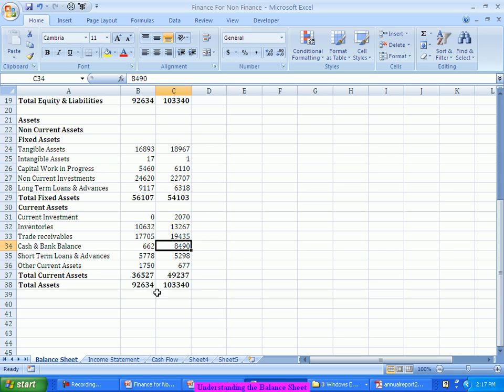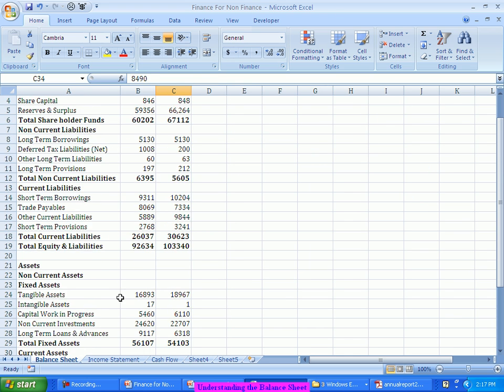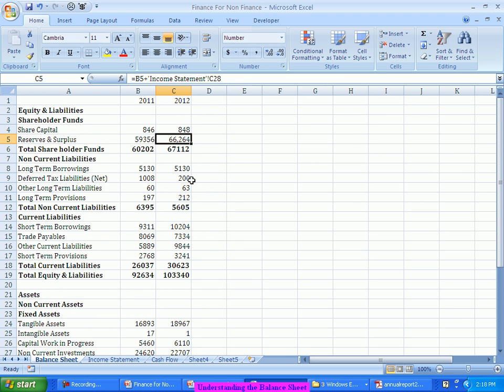So what is happening, literally speaking, is that from 66 crores, your cash has gone to 849 crores, which means in this 1 year, your cash has actually increased by almost 800 crores. Whereas your profit is only 690 crores. This profit is not cash. This profit is the retained earning. It's an addition to the equity capital.